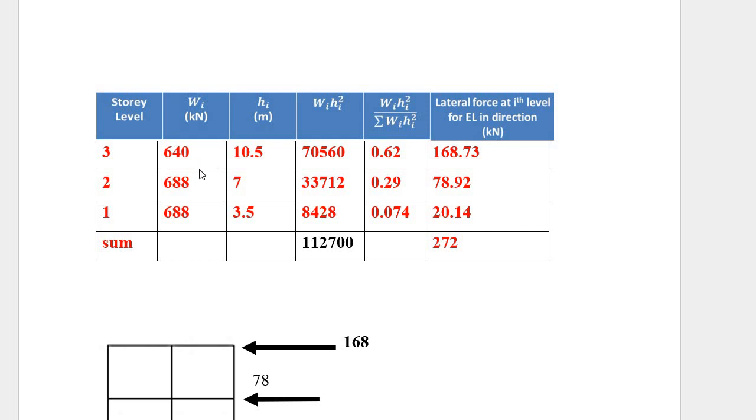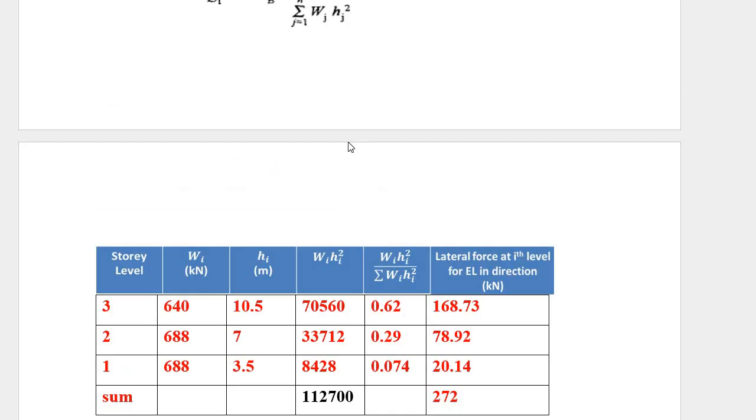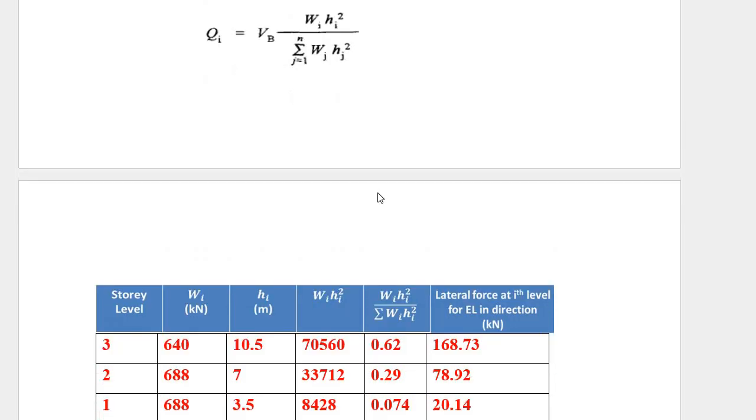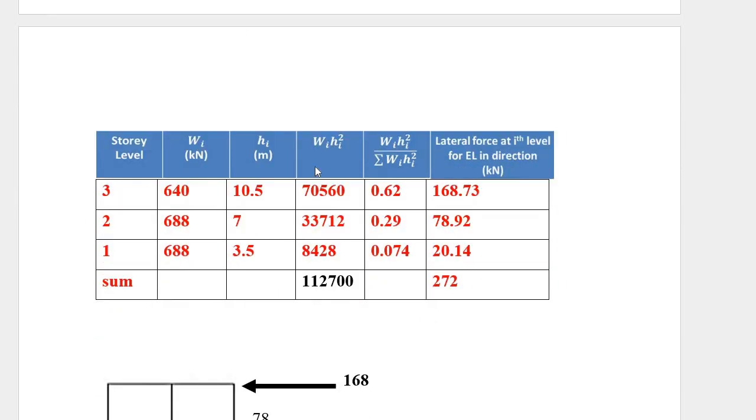So remember, this second column is important. Don't make any mistake there. Then when you come to the third column, from the base you should add the height. Base is 3.5. Again, next story is 3.5 plus 3.5, it is 7. 7 plus 3.5, it is 10.5. Next, multiply the second column and the third column. We will get the numerator value of Qi, and the denominator is the summation of all these values, that is 1,12,700. Next, numerator by denominator is the value we require. So 70,560 divided by the summation, we will get 0.62.